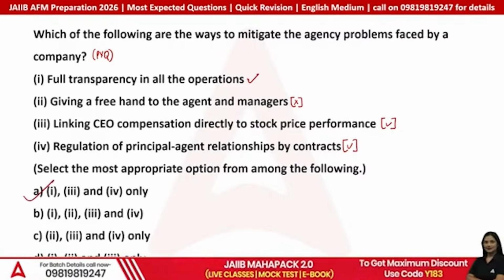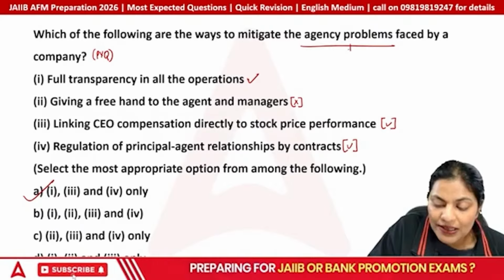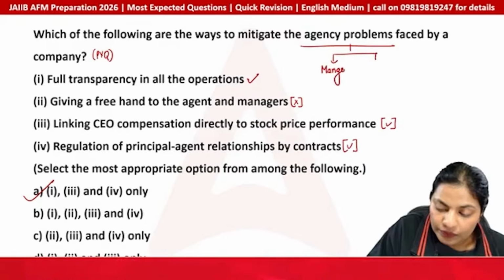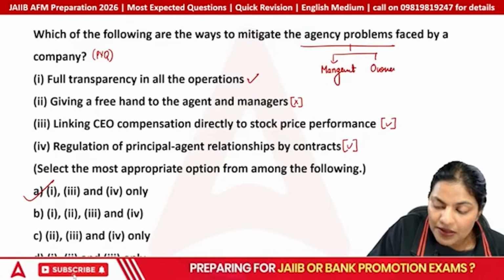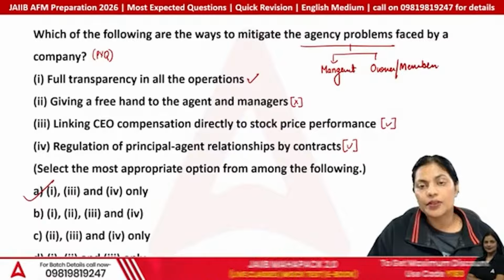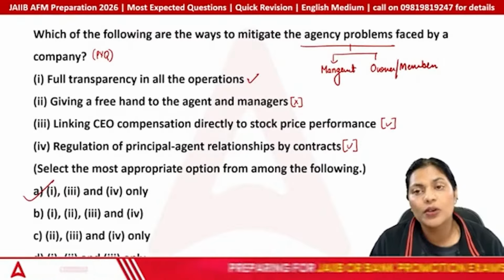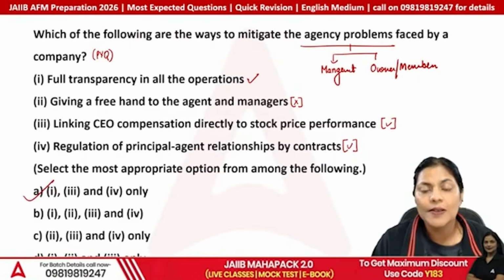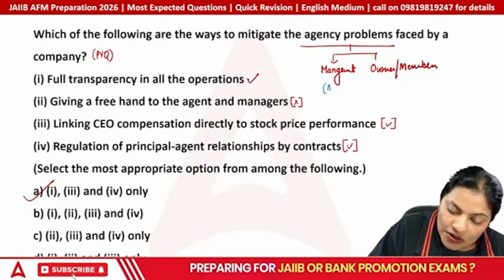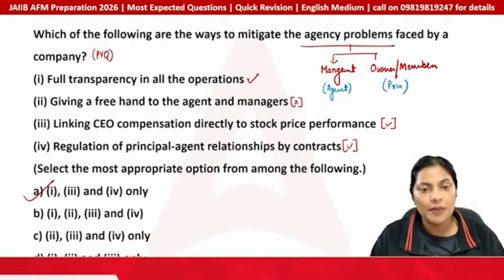Now let me explain to you what this concept is all about. If I talk about agency problem, what is agency problem? It is basically a conflict between your management and owners. That means members or shareholders. Correct? So the problem that is faced by the management and owners or the members, that is the conflict, is called agency problem. Why? Because here the management acts as the agent as they're appointed by the principals, correct, which are the members.